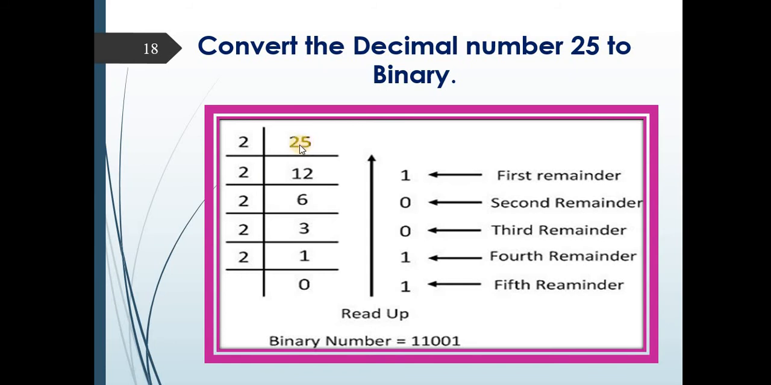You have to convert 25 into binary. So what you will do, simply divide 25 by 2, you get 12, remainder is 1. Then 2 sixes are 12, again remainder is 0. 2 threes are 6, again remainder is 0. 2 ones are 2 and 1 is the remainder. So you have to read from the bottom step up: 1 1 0 0 1. So this is your binary answer.